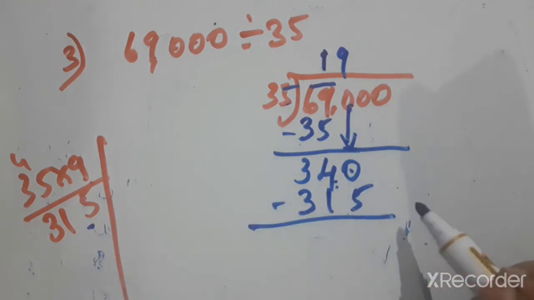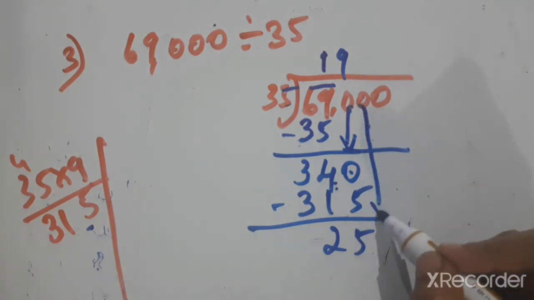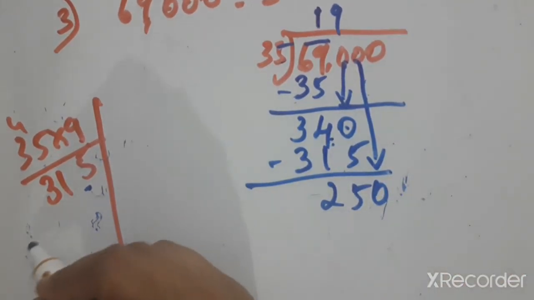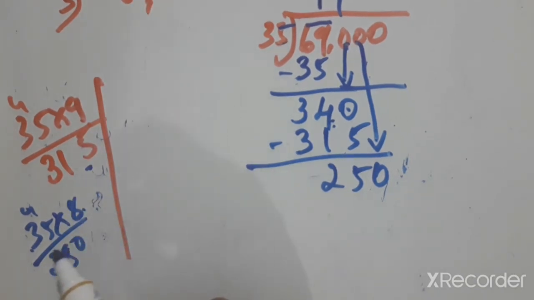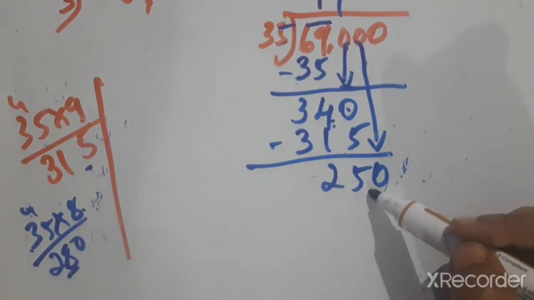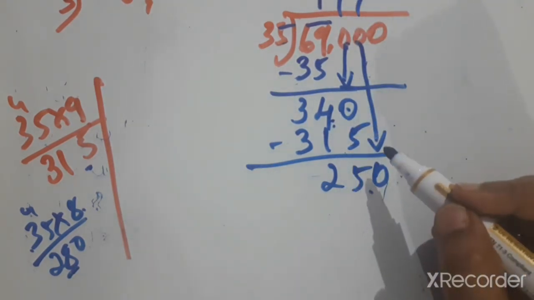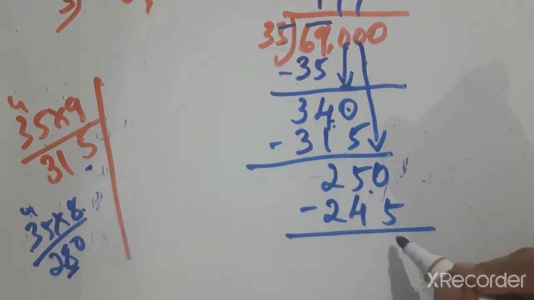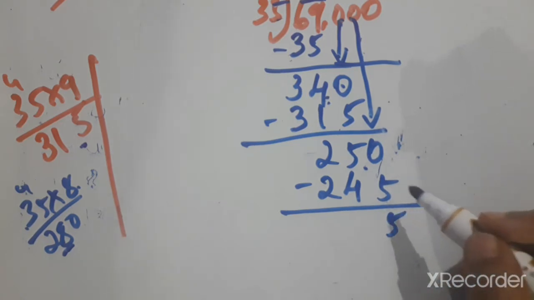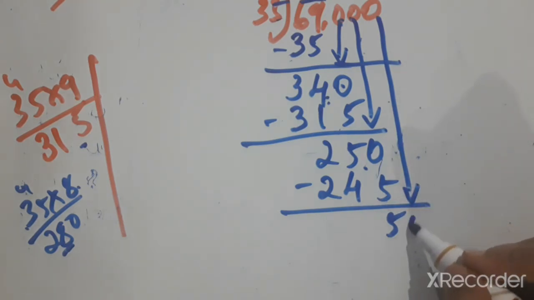315. Minus means 25. Now bring this 0 down. Now 250. Okay. Now check 35 8s: 8 5s are 40, 24 plus 4 is 28, so 280. The 35 8s are 280. 280 is greater than 250. So 35 7s are 245. 35 7s is 245. Minus means 10 minus 5 is 5. Only 5. Now bring this 0 down.